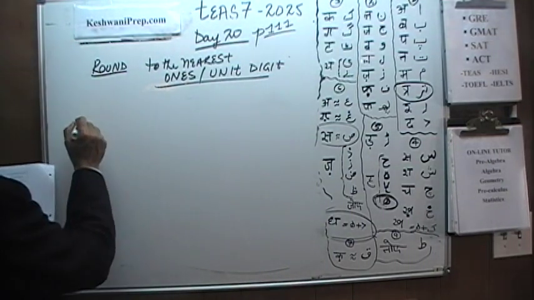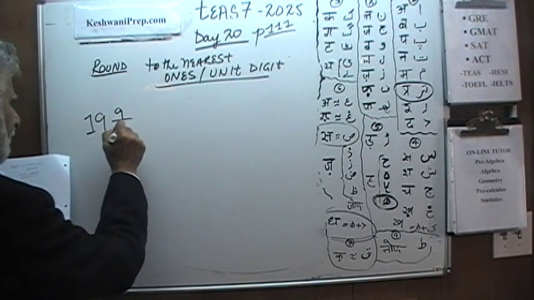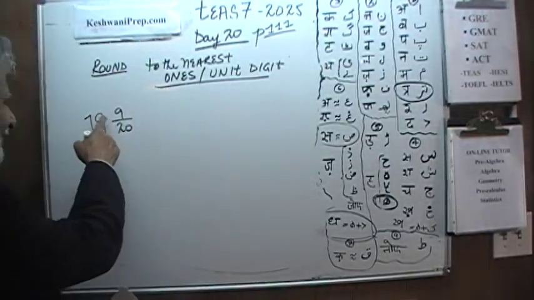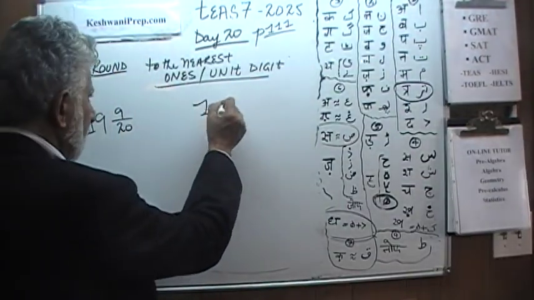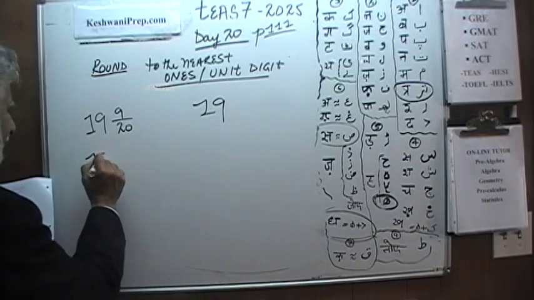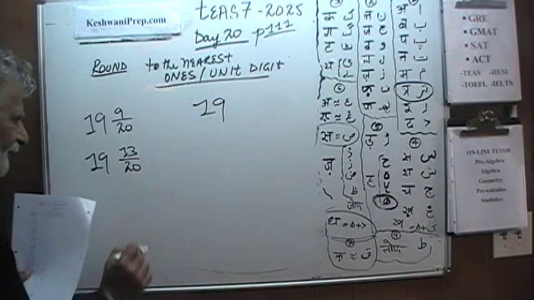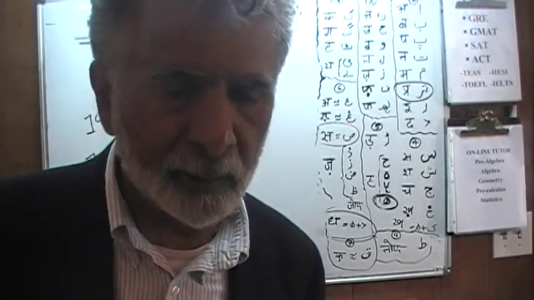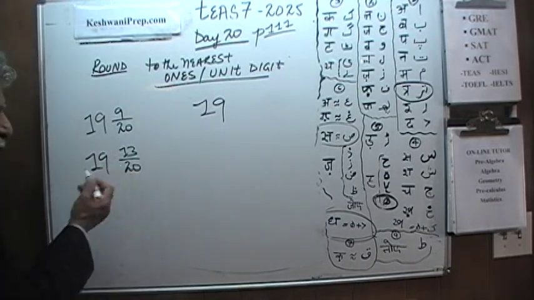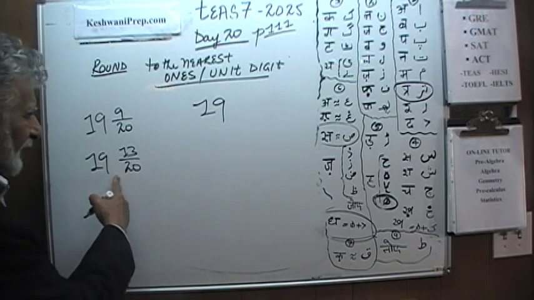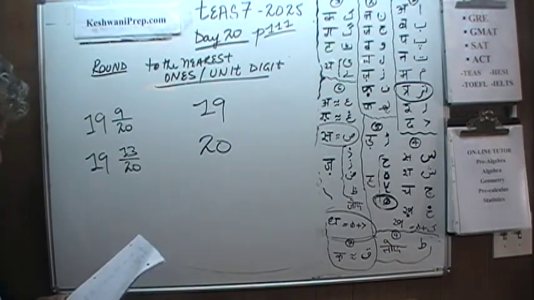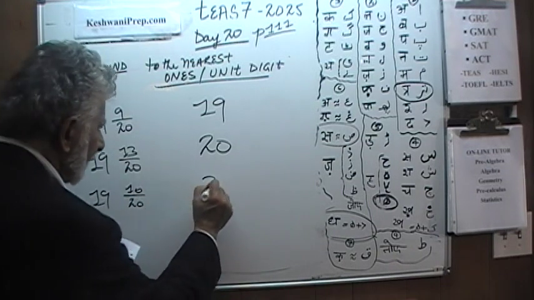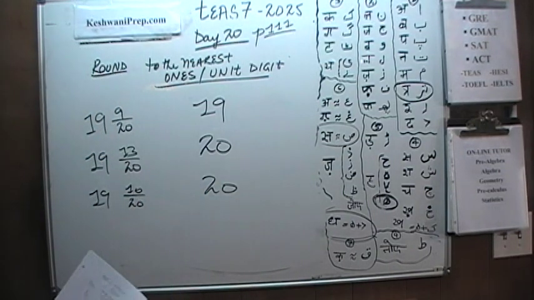How about 19 9/20? For the 20th, the halfway mark will be 10. 9 is less than 10, so it's going to be rounded down. How about 19 13/20? 13, of course, is more than 10. It just needs to be more than or equal to. Even if it were 10, it will still be rounded up. Since 13 is more than 10, the 19 13/20 becomes 20. How about 19 10/20? Again, that will become 20 because it's exactly the halfway mark. Let's do one more.